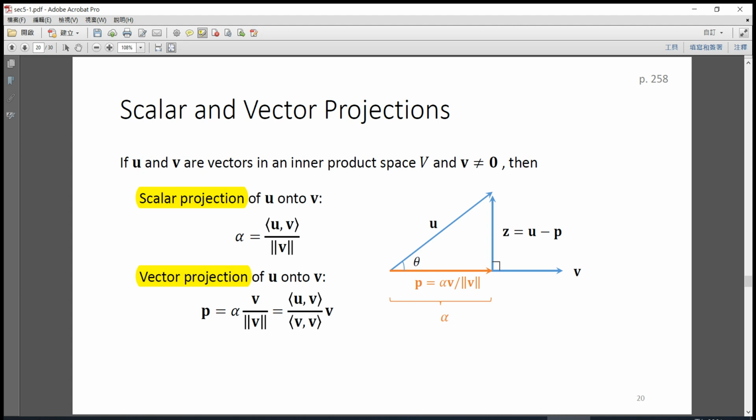The scalar projection of U onto V is alpha, which equals the inner product of U and V divided by the norm of V. And the vector projection of U onto V is P, which equals alpha times the unit vector along the V direction, which equals the inner product of U and V divided by the inner product of V and itself times V. You can refer to section 5.1 for a more detailed explanation.